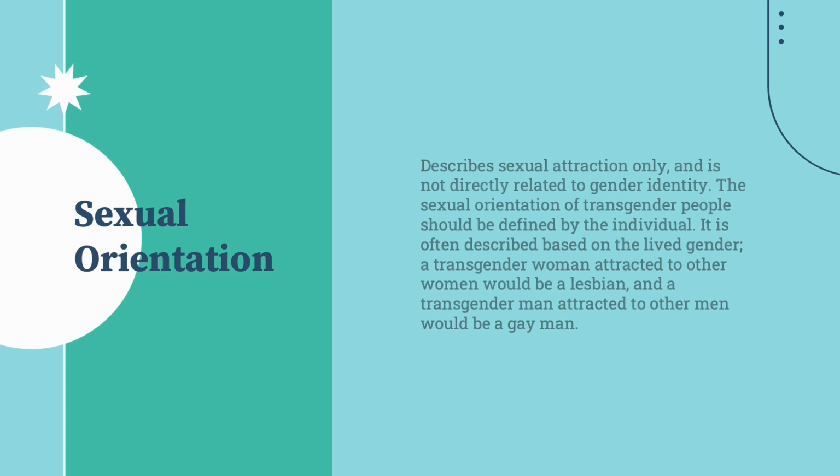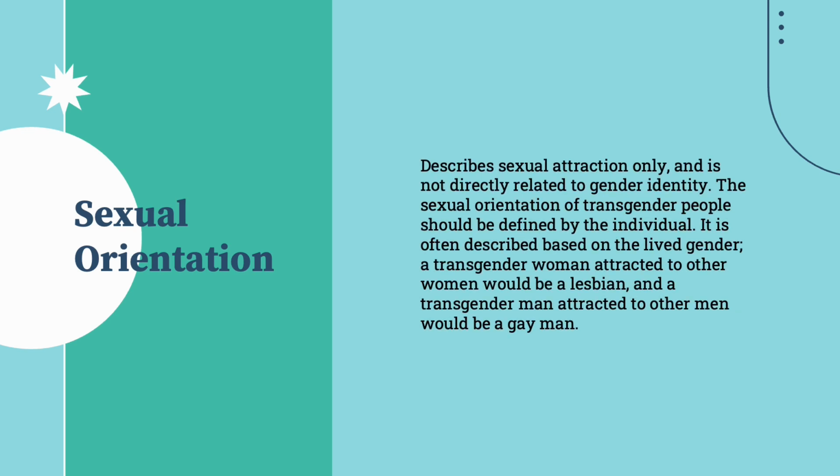And lastly, we have sexual orientation, which describes sexual attraction only and is not directly related to gender identity. The sexual orientation of transgender people should be defined by the individual. It is often described based on the lived gender. So a transgender woman attracted to other women would be a lesbian, and a transgender man attracted to other men would be a gay man.